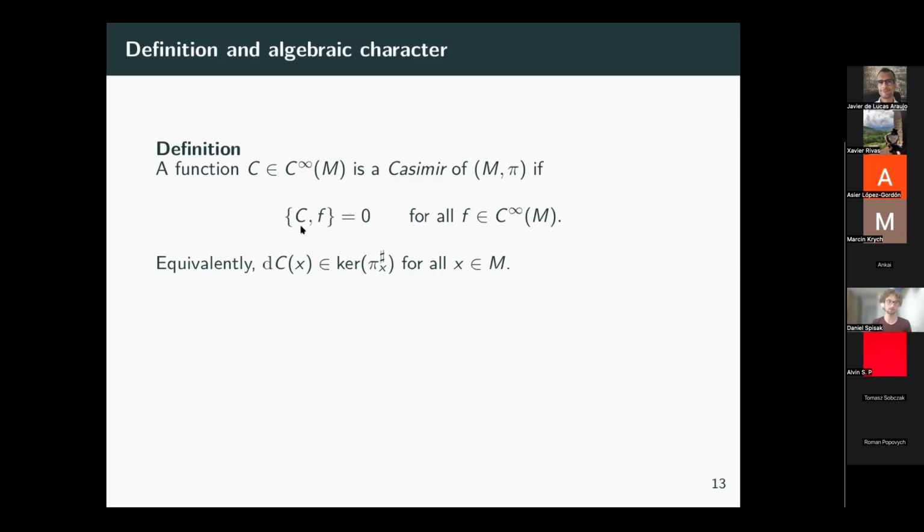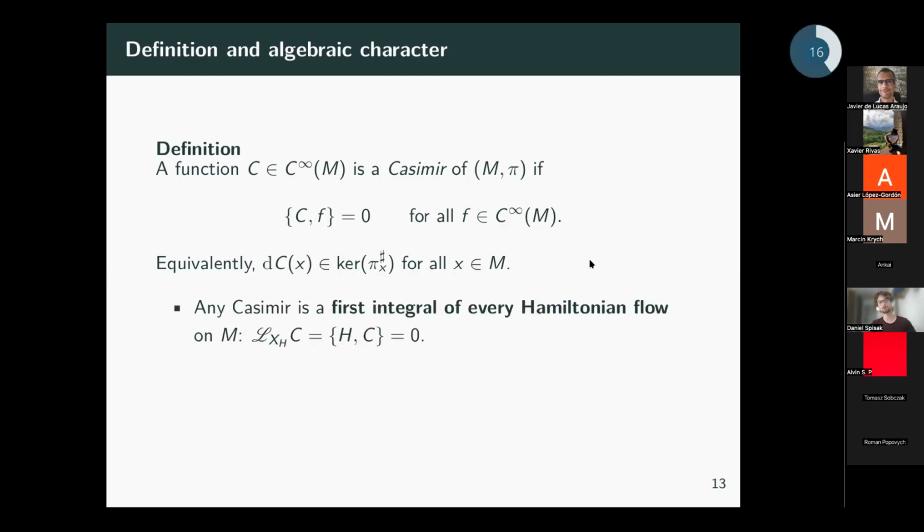So a Casimir is a smooth function such that for every other smooth function on this manifold, the Poisson bracket vanishes. Equivalently, the derivative at some point is in the kernel of the Poisson tensor at this point. And this happens for every point in the manifold. So from this definition, we get immediately that any Casimir is a first integral of every Hamiltonian flow. That is, we take the Lie derivative of this Casimir, and indeed, as we showed earlier, it is zero.